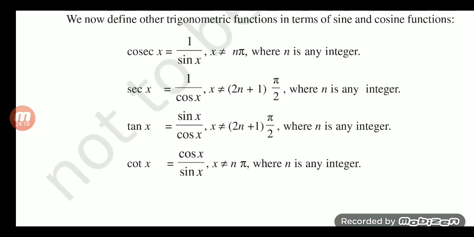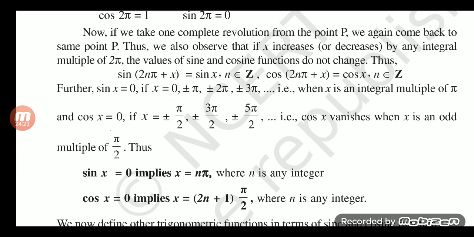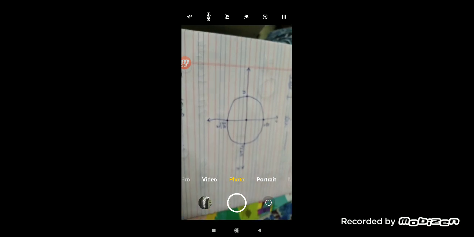So, first we will try to understand why, if sine x equals 0, then x equals n pi. Why is that true? And why is cos x equals 0 when x equals (2n plus 1) into pi by 2?